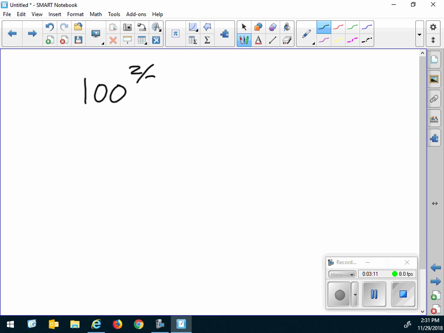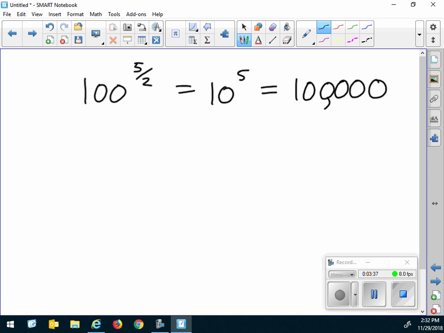100 to the 5/2 power. The square root of 100 is 10. So this is 10 to the 5th. It's 10 times 10 times 10 times 10 times 10. It's a 1 with how many zeros? It's 100,000. Now, I want to remind you of some things on your calculator.